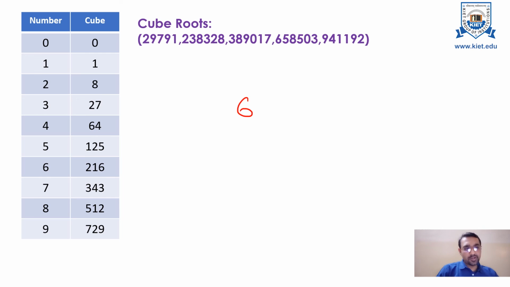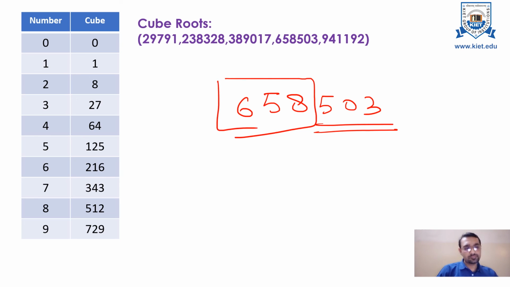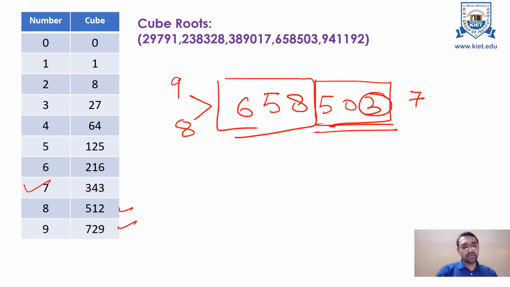Next take one more example, 658503. Leave the last three digits. Now you are left with 658. 658 lies between the cubes of 8 and 9. Next the unit digit of the number is 3, and you get 3 from the cube of 7. So the number must lie between 80 and 90 and its unit digit must be 7. So such a number is 87. So 87 will be your answer.